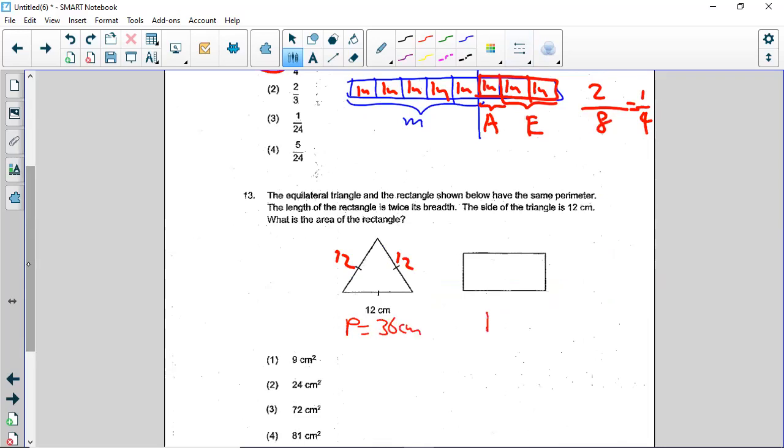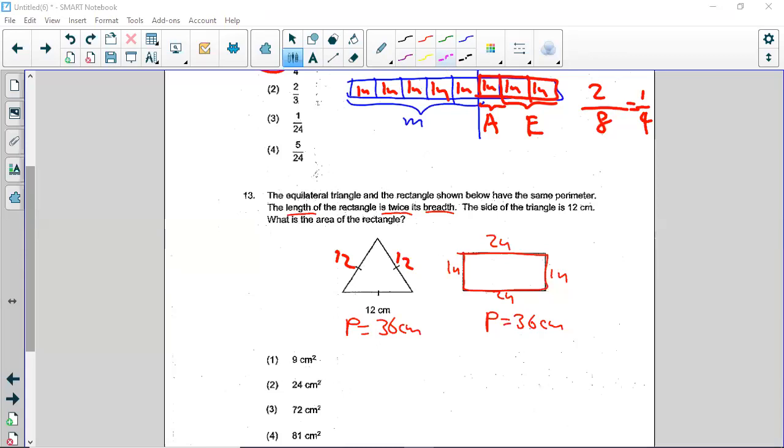And the rectangle also has the same perimeter, right? Okay, what is perimeter? Perimeter means you add all the sides together. That's called perimeter. And the length of the rectangle is twice the breadth. Put numbers, put information onto your pictures. Then it will help you to do the next step, right? So put the 2 units, put the 1 unit, and so can we find what is the perimeter? How many units is the perimeter?